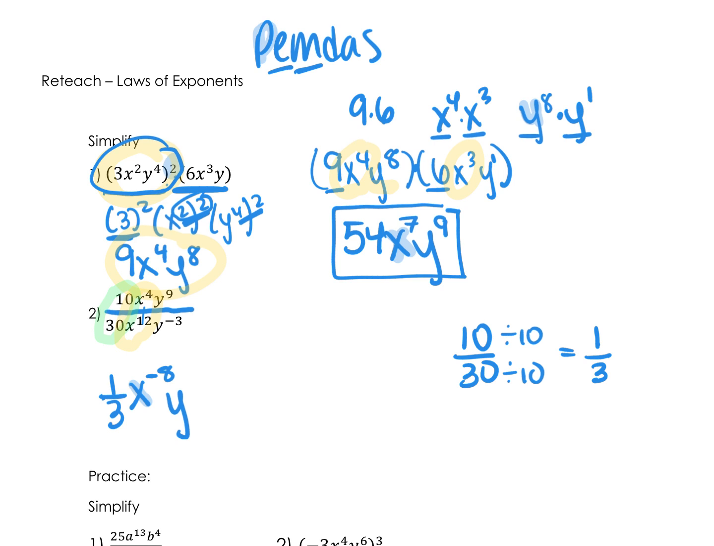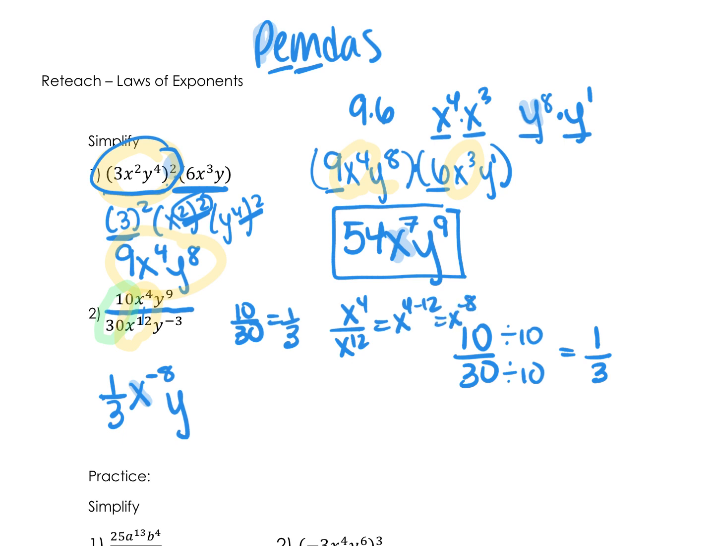So, as a recap, we did 10 divided by 30. That's not a nice number, so we simplified that fraction. That's going to equal 1/3. Then we did x to the 4th divided by x to the 12th. And to do that, we subtract their exponents. So 4 minus 12, that's going to be x to the negative 8.